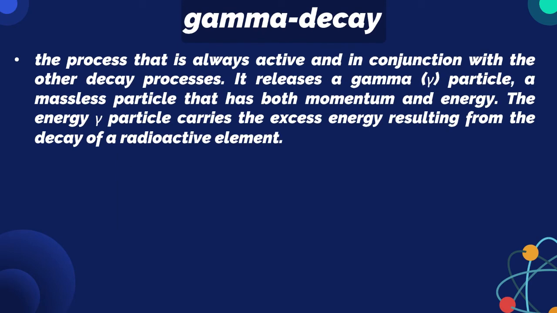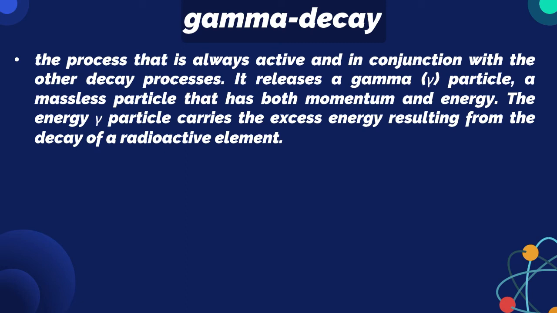And for our last example, you have what we call gamma decay. Gamma decay is a process that is always active and in conjunction with the other decay processes. It does not release any alpha or beta particle, but rather it releases a gamma particle, a massless particle that has both momentum and energy. The gamma particle carries the excess energy resulting from the decay of a radioactive element. So mostly, diba, kapag sinabi natin alpha, beta decay, merong na-produce na element, nagre-release siya ng mga particles. Okay? Dito naman po, hindi siya gumagawa ng panibagong element, but rather, nagre-release po siya na tinatawag nating energy through gamma decay.